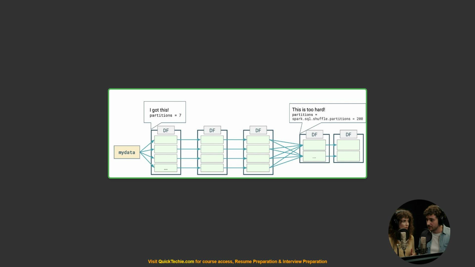Let's take a look at this diagram. It's illustrating a crucial concept in Apache Spark: shuffle partitions and how they impact performance. Pay close attention, as understanding this can make or break the efficiency of your Spark applications.